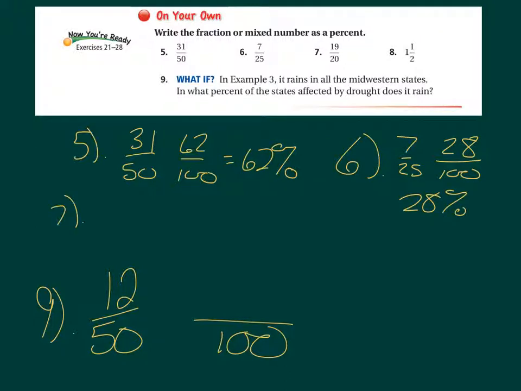Number 7, we have 19 over 20. So we get 100 as a denominator. We would multiply by 5. If we multiply the top by 5, we're going to get 95.